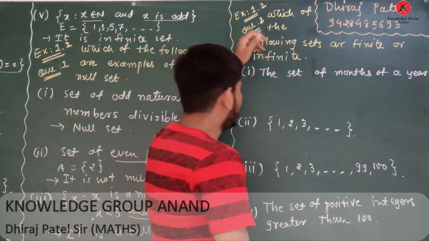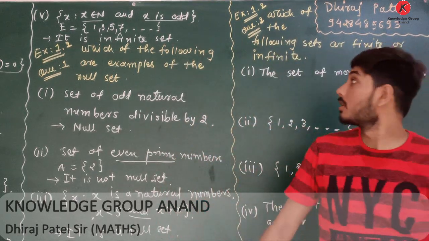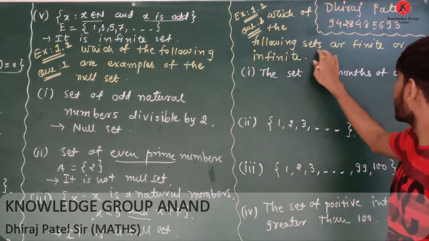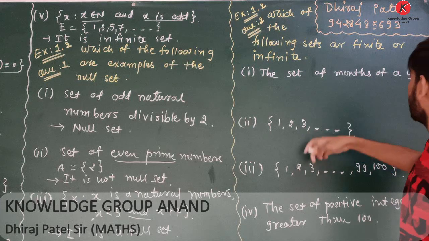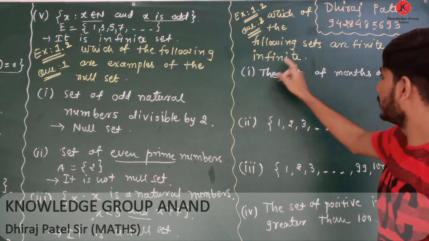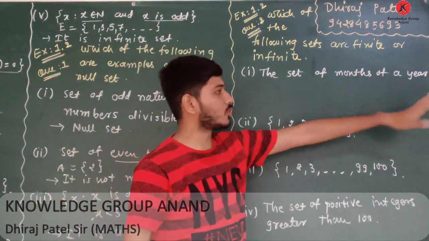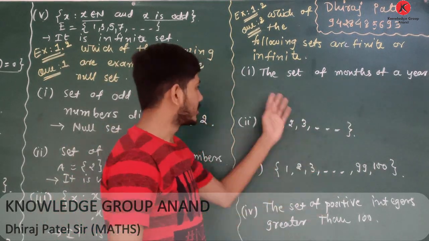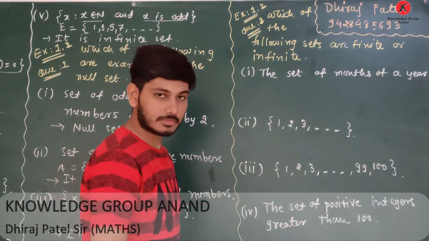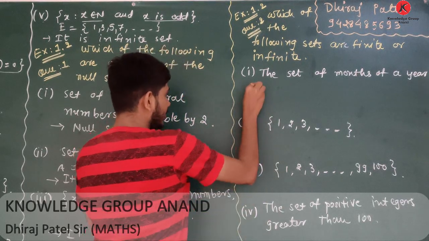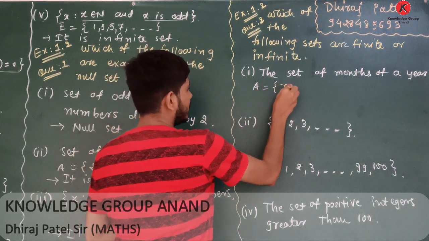Now exercise 1.2, question number 2. Which of the following sets are finite or infinite? First question: the set of months of the year. We can write this set in roster form.